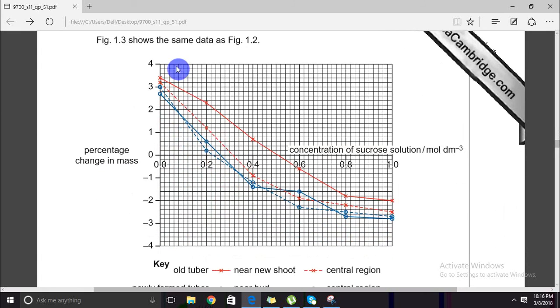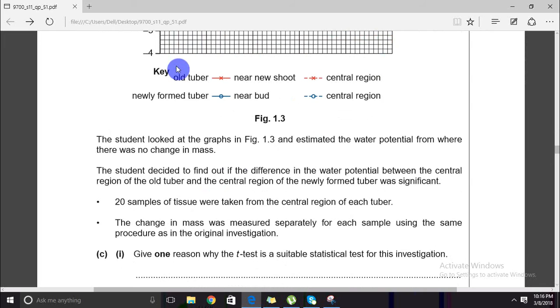And this is the same data once more. The student looked at the graphs in figure 1.3 and estimated the water potential from where there was no change in mass. The student decided to find out if the difference in the water potential between the central region of the old tuber and the central region of the newly formed tuber was significant. So that was the goal he had in mind.